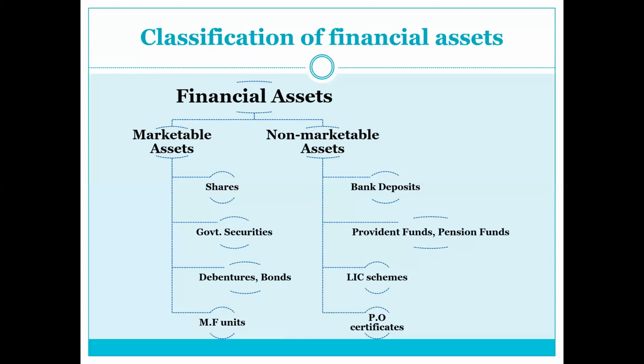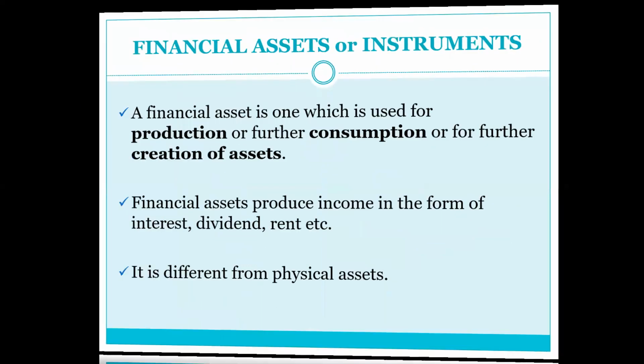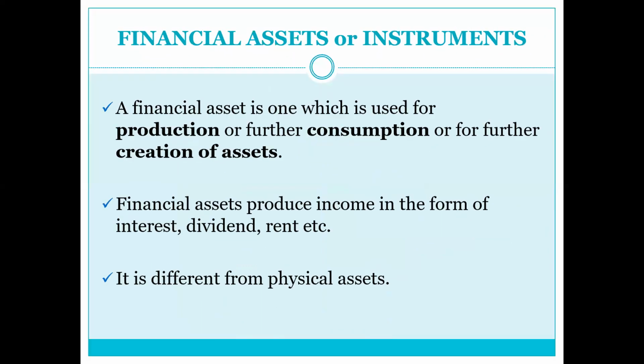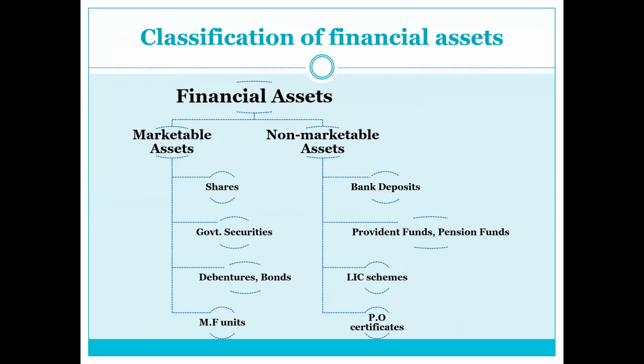So financial assets is the second component of the financial system. Financial assets are those assets which are used for further production, or you're consuming that asset with the intention of producing something else, or you are generating some sort of income out of the assets that you have, then it is considered as a financial asset. If you are purchasing something with the intention of personal use or immediate consumption, then it is considered as a physical asset. Financial assets are classified into marketable assets and non-marketable assets.